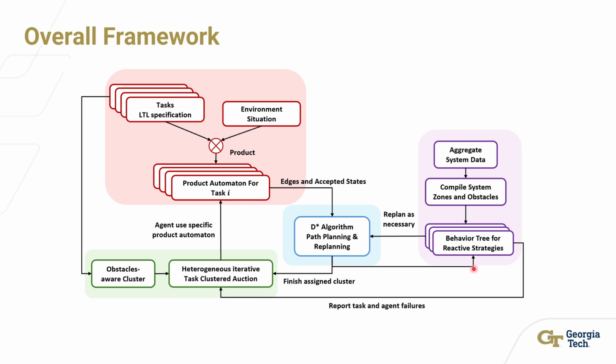The second layer of the framework is the coordinate manager. This component monitors the system during task execution and addresses issues that arise in real time. A system compiler aggregates data and observes task progress, while behavior trees are used to manage reactive strategies. This includes responses to agent failures, blocked paths, and other unexpected events that may not be addressed by the high-level planner.